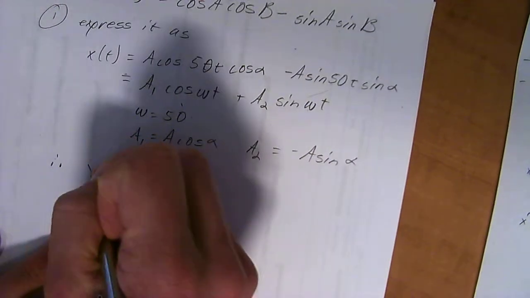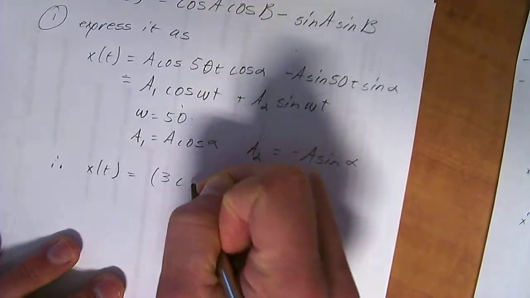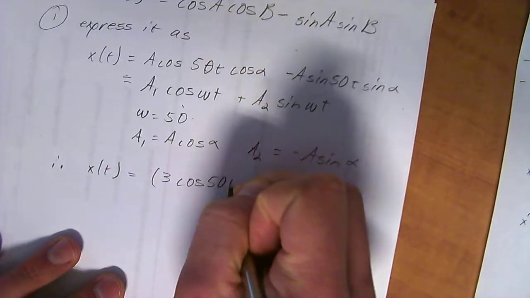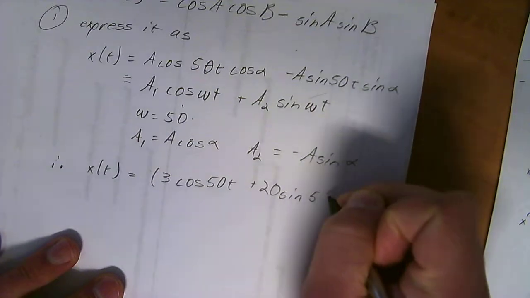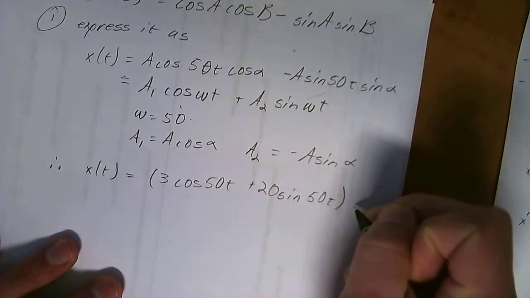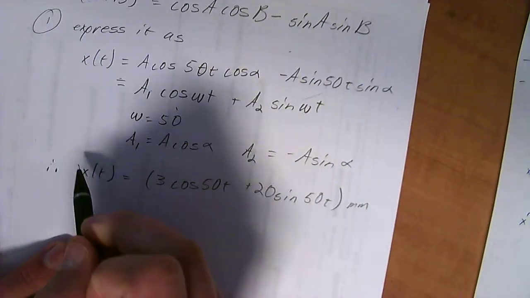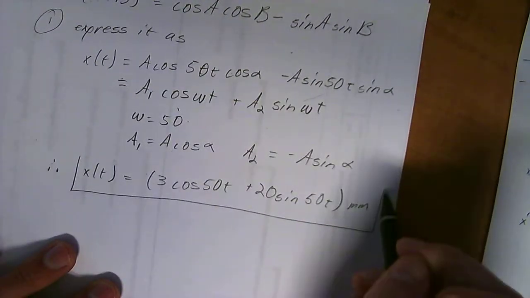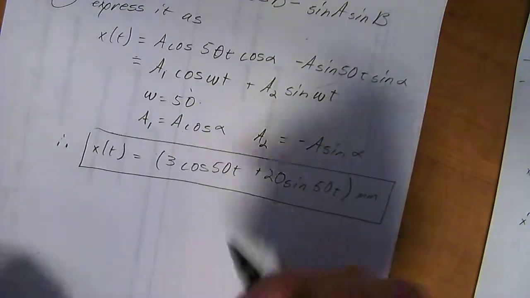So therefore, x of t is equal to 3 cosine 50t plus 20 sine 50t. And it's in millimeters because we didn't have that conversion earlier on. And that is how you express it in the a1, a2 format, as opposed to just a single equation with a sine.